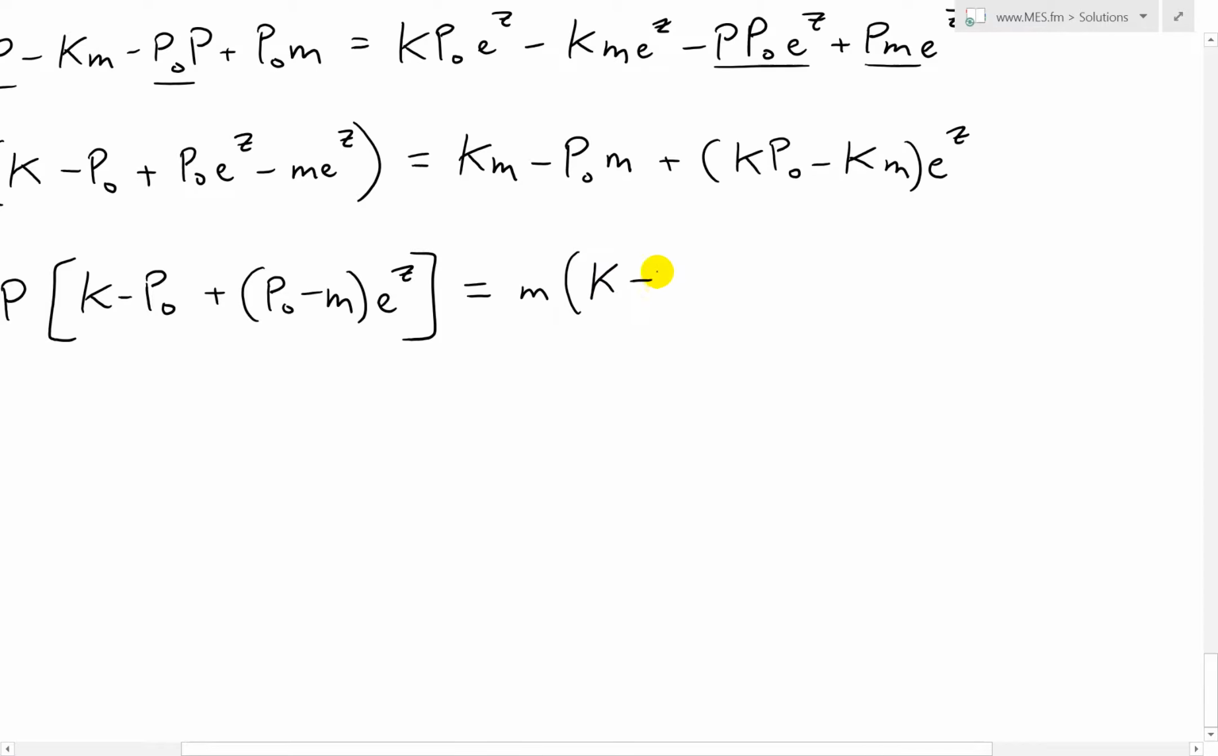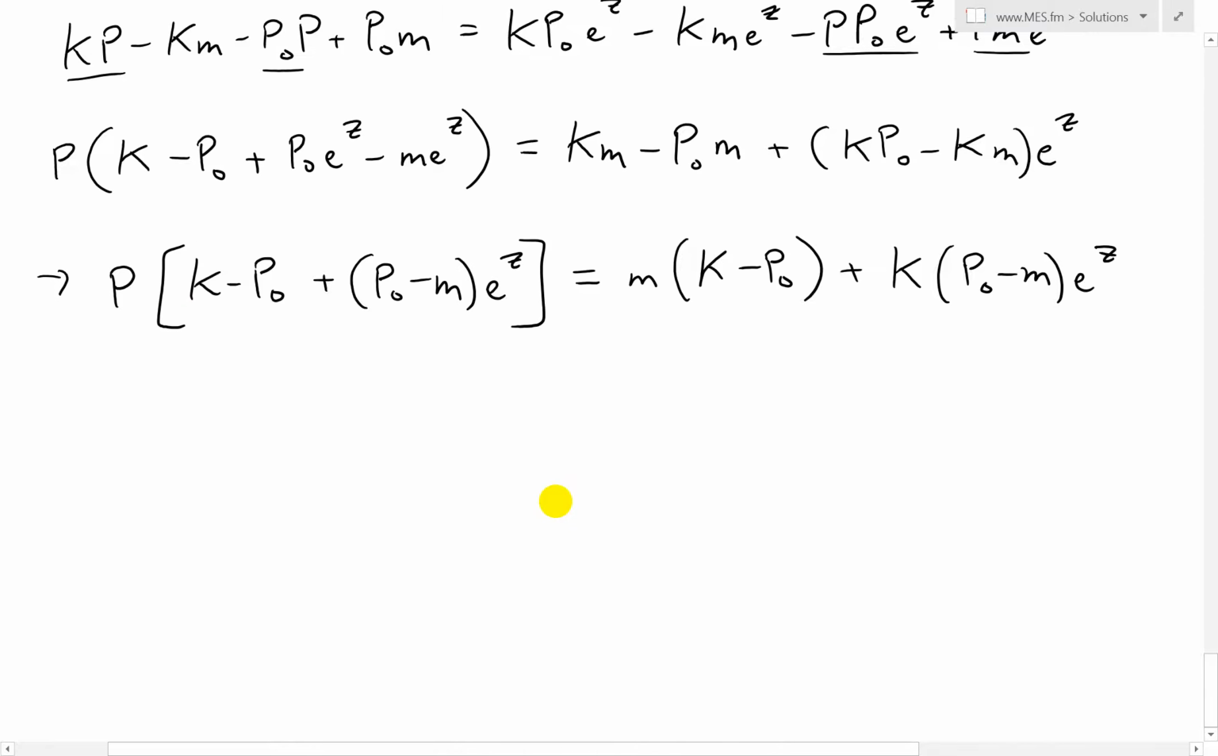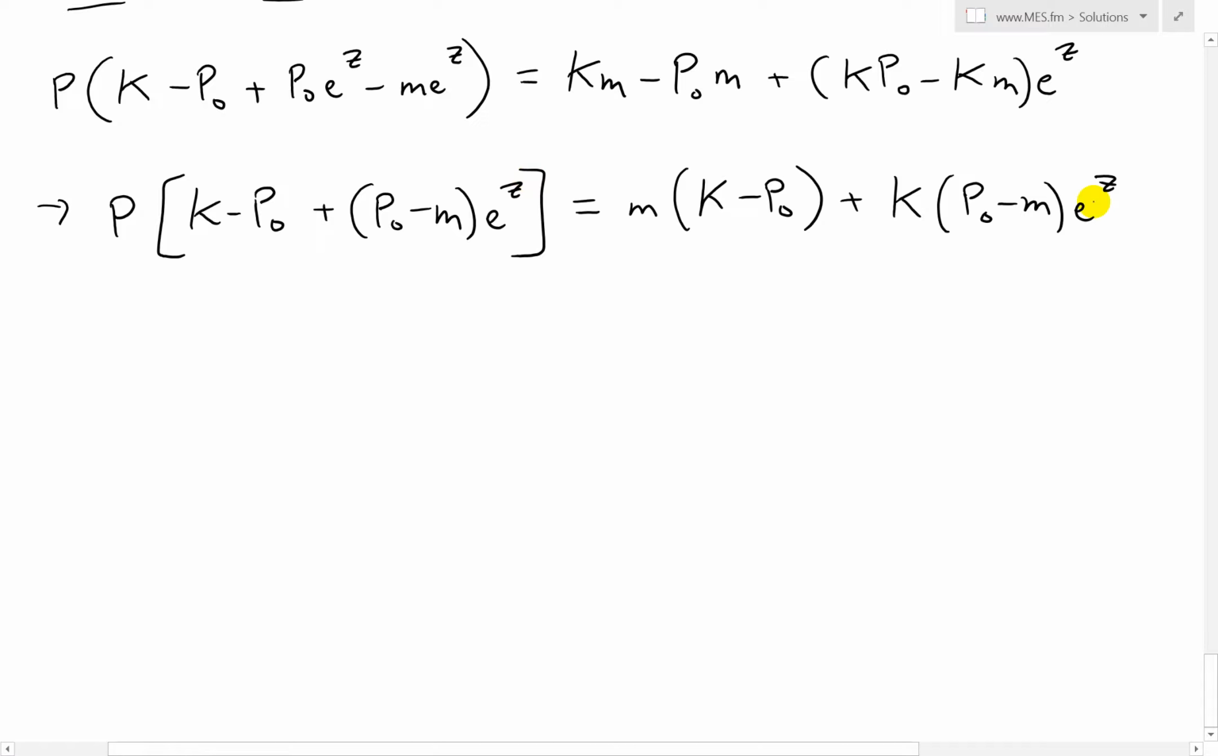K minus p0. And then this part, we could factor out the k's. So plus capital K p0 minus m. And now we have an e to the z. And now the last thing we'll do is we could just divide this side onto this side, and we have our answer, and also plug in our value for e to the z.